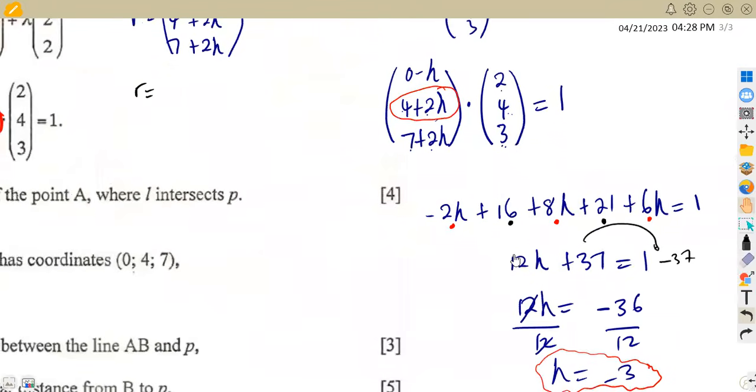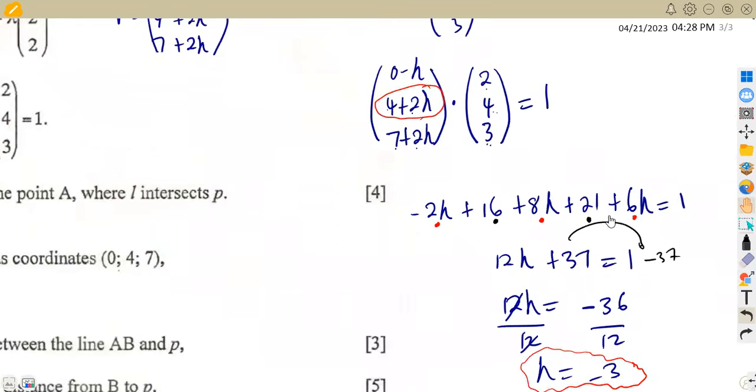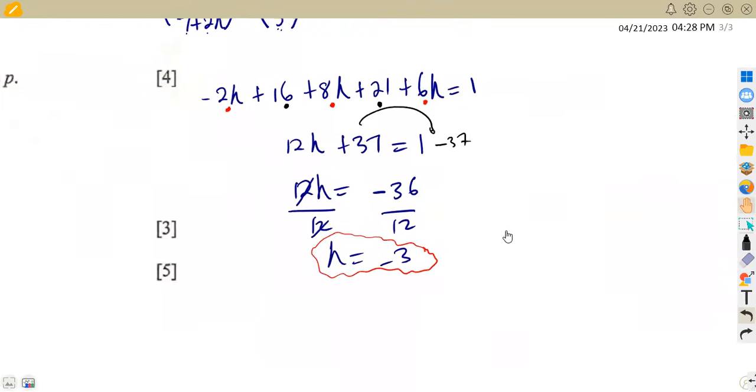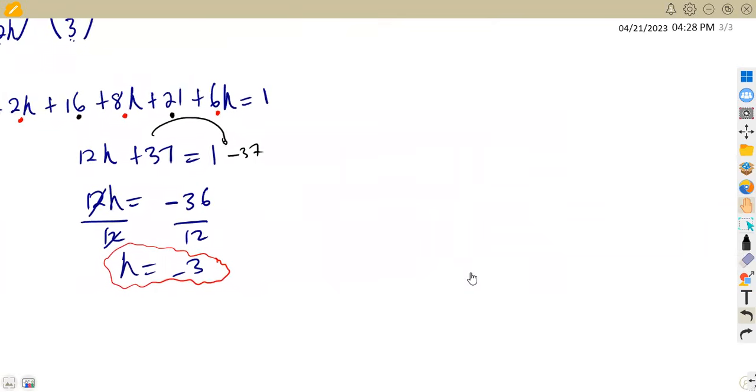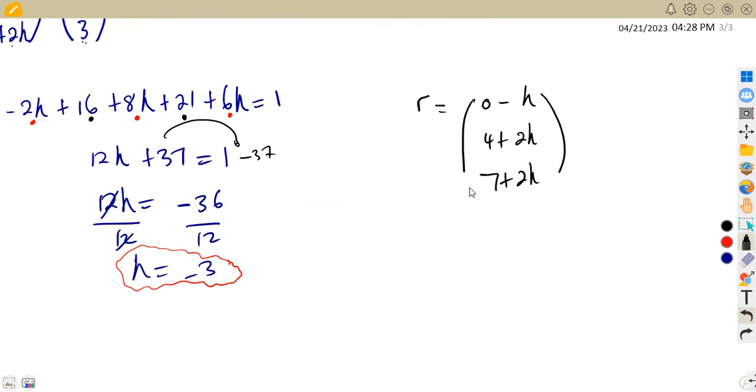Let me just write it here so that I avoid mixing up a lot of things. So let's just have our final part here. Remember previously that we expressed our R in this case as 0 minus lambda, and this is 4 plus 2 lambda, and the other one was 7 plus 2 lambda. So this is what we're given.